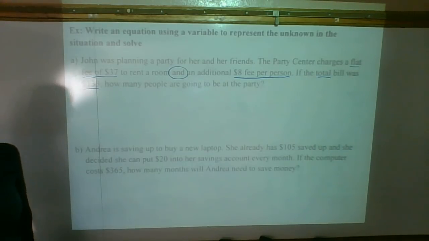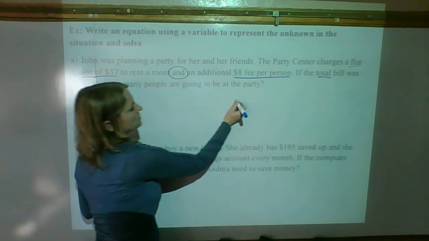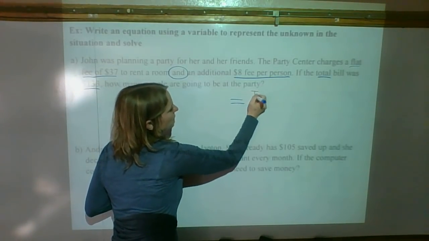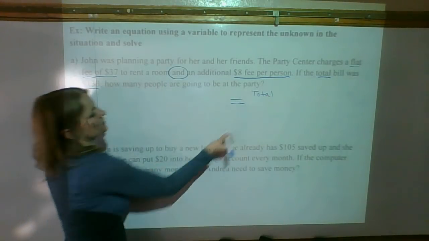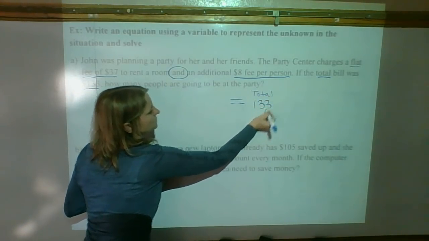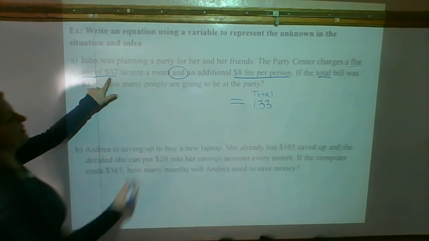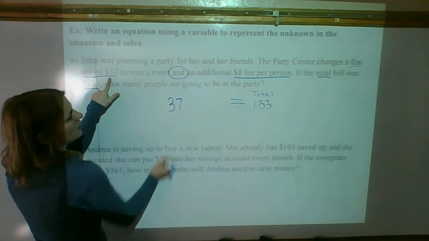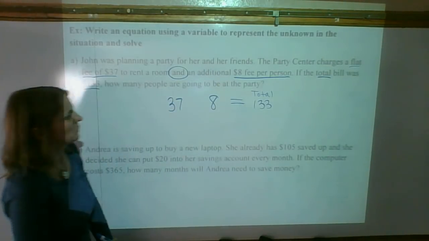Okay, so when we set up our equation, we know we usually are working towards a total, right? So usually we set it equal to our total. Well, what's our total? That would be the 133. So we put the 133 here, and then we have to think about how we get that total. Well, what are the numbers that make up that total? We've got a 37, and we have an 8. So we have to figure out how this is going to lead up to that total.